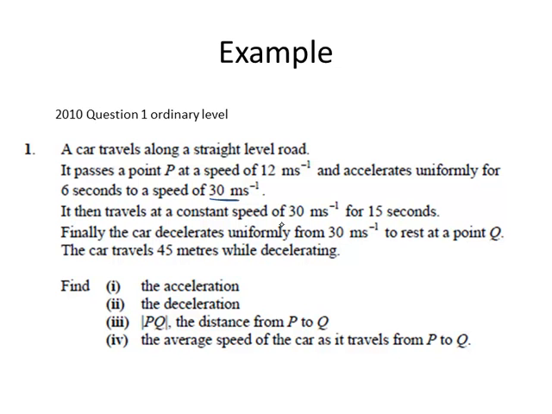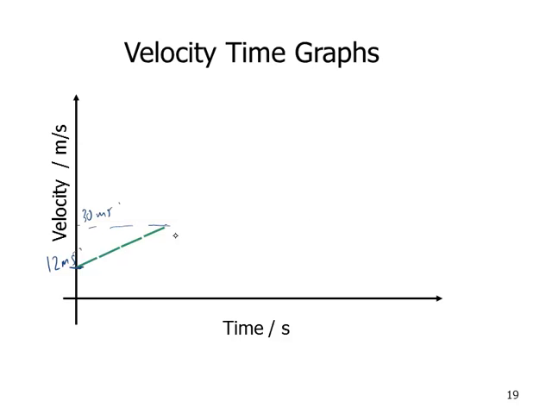Next, the car travels at a constant speed of 30 meters per second for 15 seconds. So I could mark this off as well. This would be time equal to 0. This would be time equal to 6. Okay, everybody with me so far on this? The next bit is it travels at a constant speed of 30, so the velocity isn't changing. It goes like that up until this point here. Oh no, it's for 15 seconds, so the time would actually be 21 seconds there.